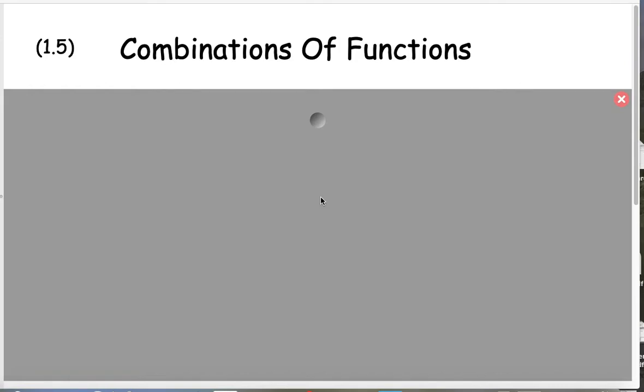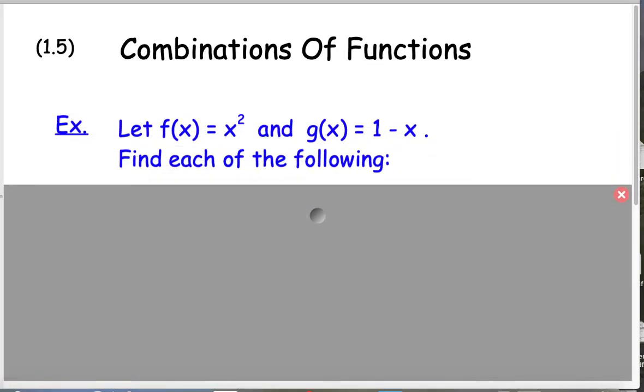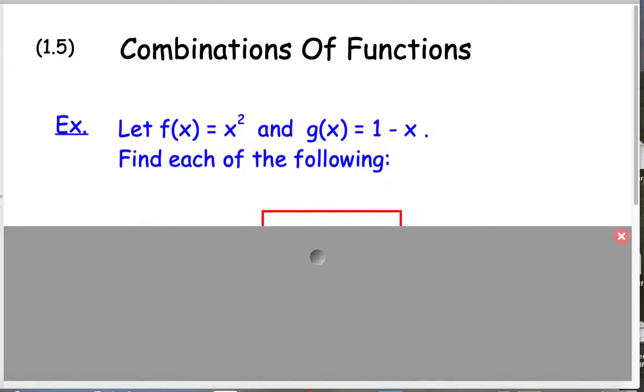In this lesson, we're going to talk about combinations of functions, and specifically we'll focus on composition of functions. But first, let's look at some general combinations. So let me use an example with f of x equals x squared and g of x equals 1 minus x, a parabola and a line. Let's find each of the following.